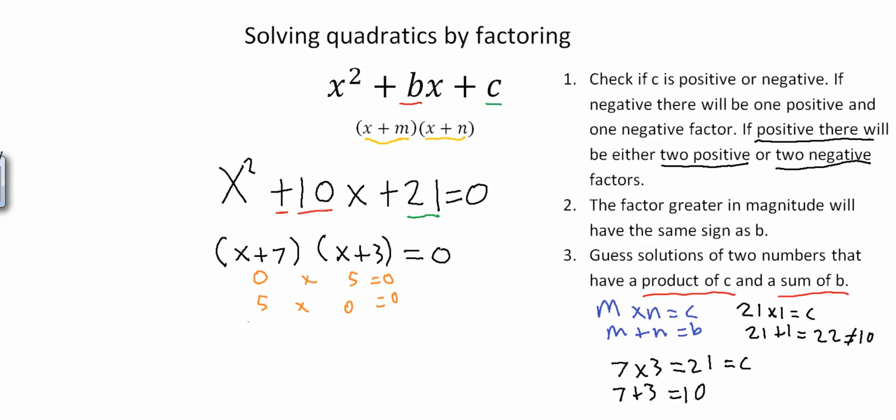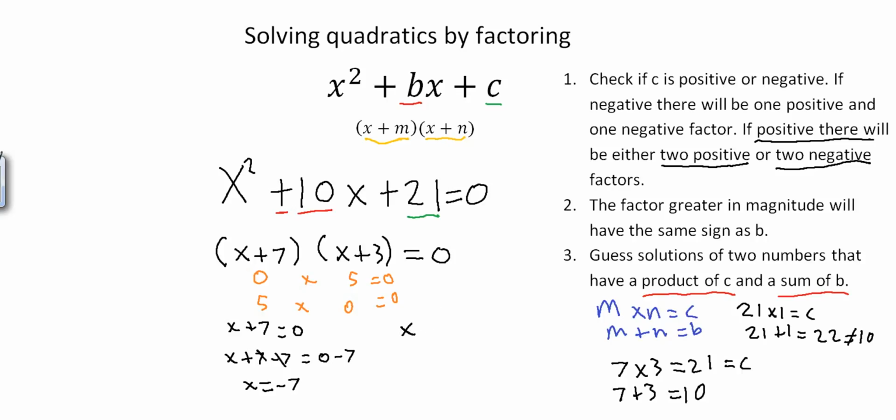So let's start off by setting our left factor equal to 0. So x plus 7 equals 0. And now we need to isolate our variable x, so we can do that by subtracting 7 from both sides. So x plus 7 minus 7 equals 0 minus 7. The 7 and the minus 7 cancel out, and that just gives us x equals negative 7.